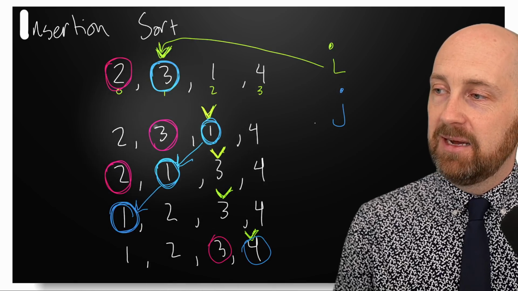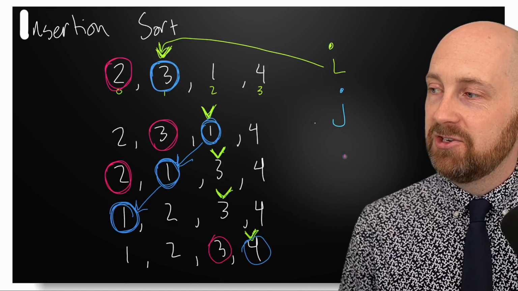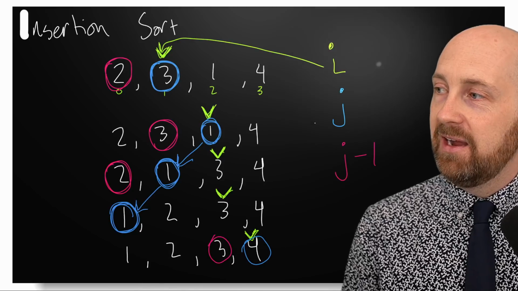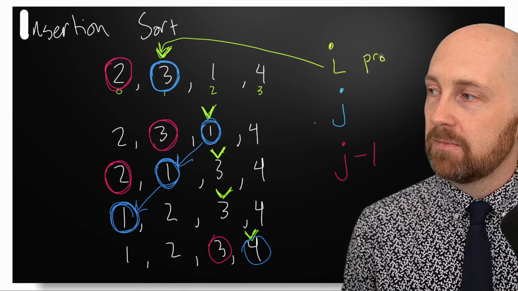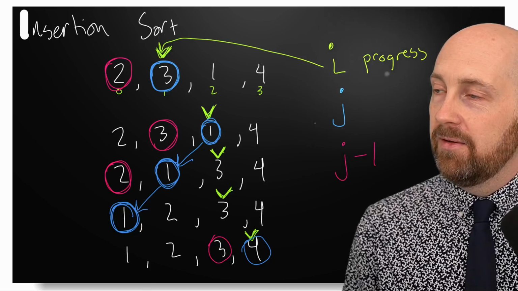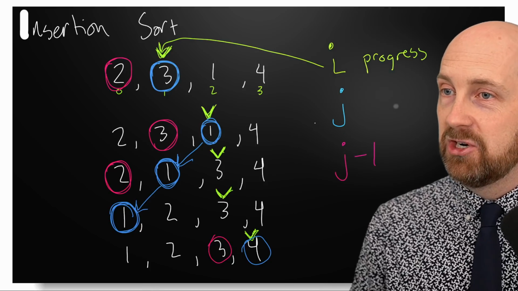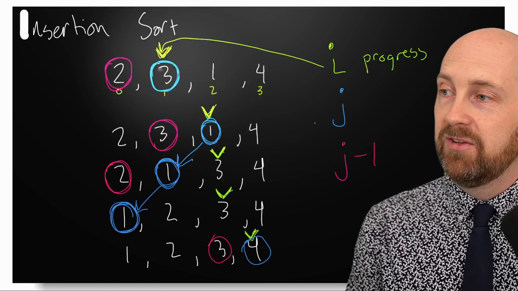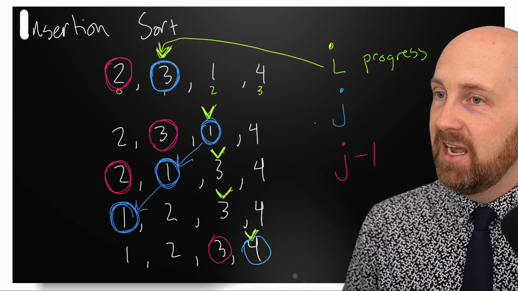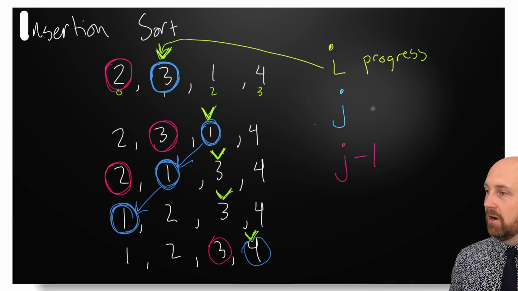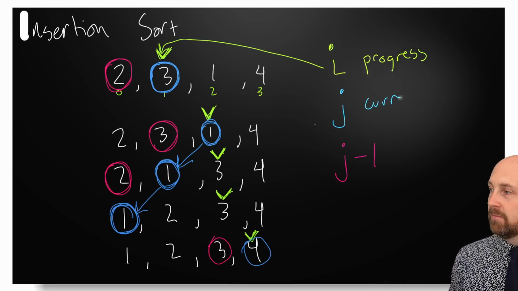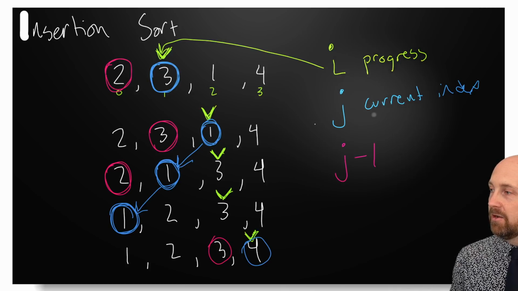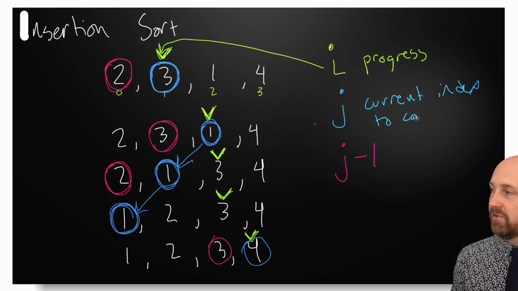And then this last concept, this pink, is actually going to be just J minus 1, right? So I is sort of our progress through the problem that we're solving. It's keeping track of where we are in the problem, and everything that comes before this is considered sorted. J then would be the current item index to correctly position.